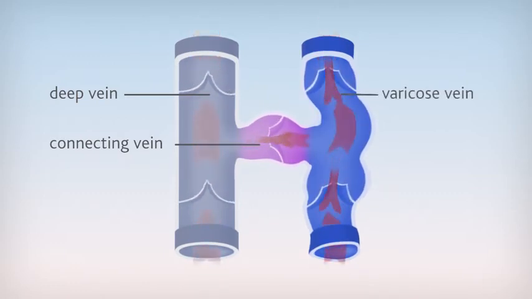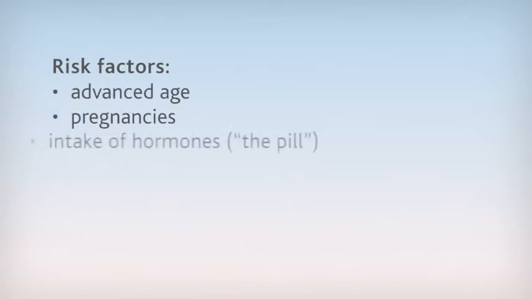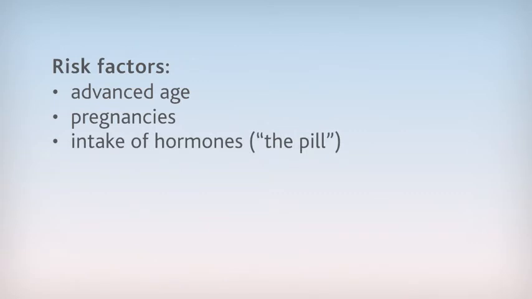Besides a congenital connective tissue weakness, certain other risk factors also encourage the development of this condition. These risk factors include advanced age, pregnancies, the intake of hormones, for example the pill, lack of exercise, and overweight.